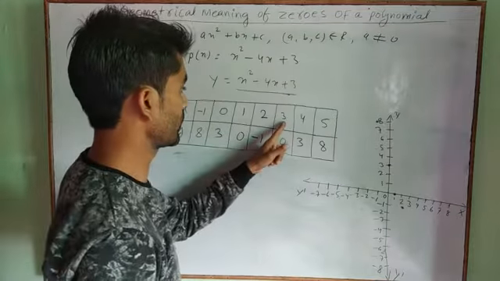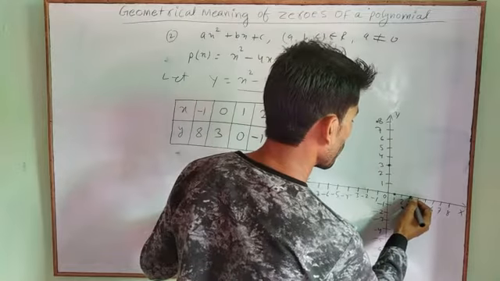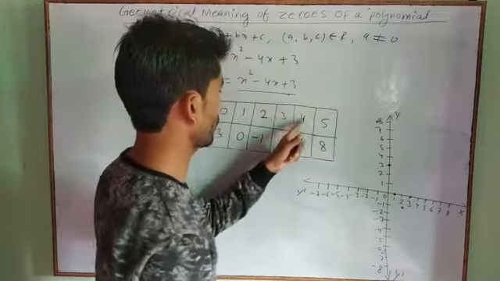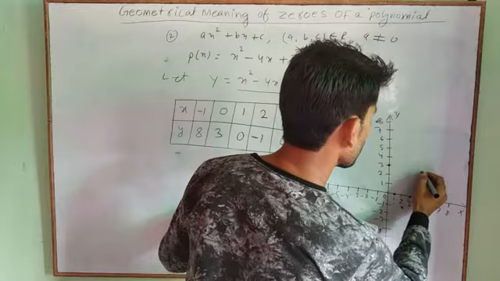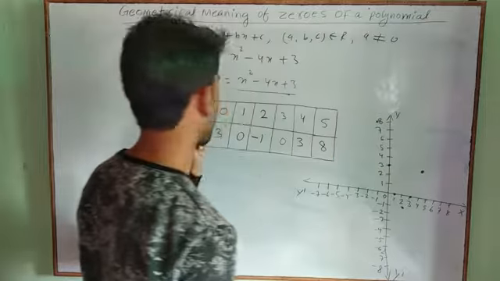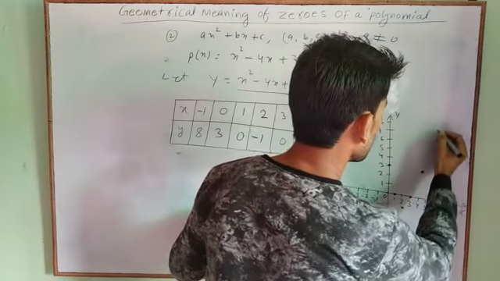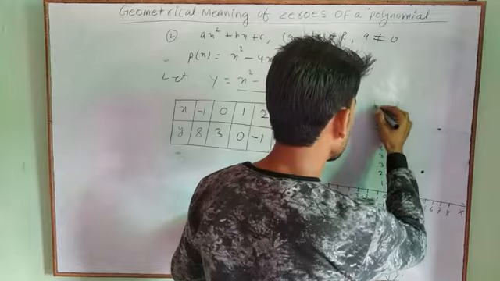And when x is 3, y is 0, here only. Then x is 4, y is 3. It is here. Then x is 5, y is 8. It should be here. Now what we'll do is, we'll join these points.